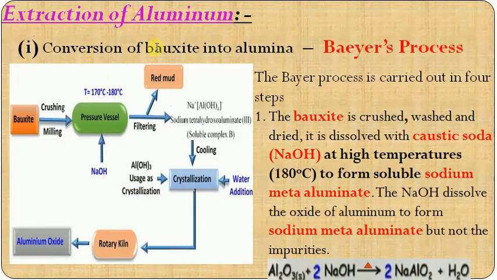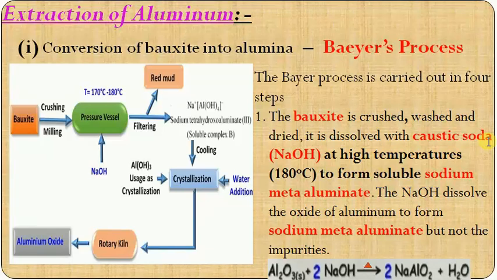Okay, let us start the Bayer's process. The conversion of bauxite into alumina. The Bayer's process involves four important steps. The first step, the bauxite ore is crushed, washed and dried in the mill and then transferred into the pressure vessel. In the pressure vessel, the temperature is maintained between 170 to 180 degrees centigrade, in which concentrated sodium hydroxide is added. It is called caustic soda. So we are adding a chemical.